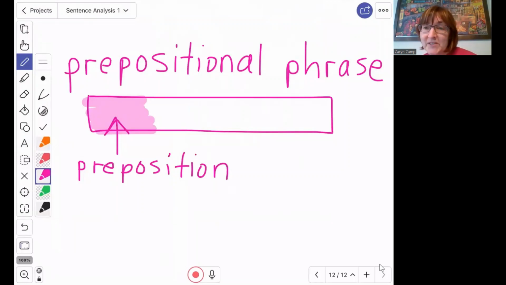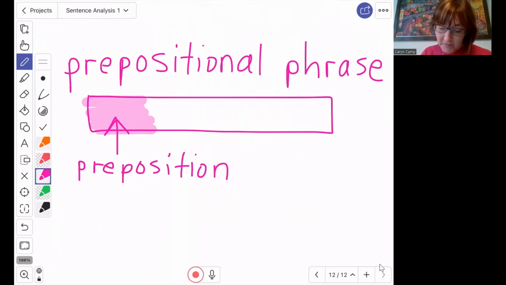Now, there are many prepositions. In fact, it's a good idea to memorize as many prepositions as you can, because then if you see one in the sentence, you can say, oh, I know what that is. It's a preposition, okay? Which means it's a line leader, which means there's going to be a group of words together that are going to answer the question when or where or which one.